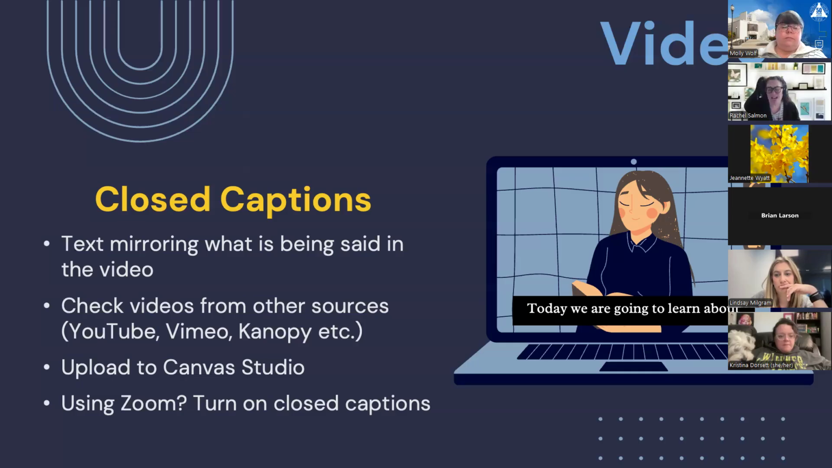At this point in time, because YouTube generates them automatically, most videos on YouTube have closed captions. If you are using Zoom to record your videos and sharing it with just the link to the recording, there are captions there as well. So most of what you're using video for already has the captions, but it's still important to check them, confirm that they do exist, and if it's in Canvas Studio, double check them to make sure they're accurate.